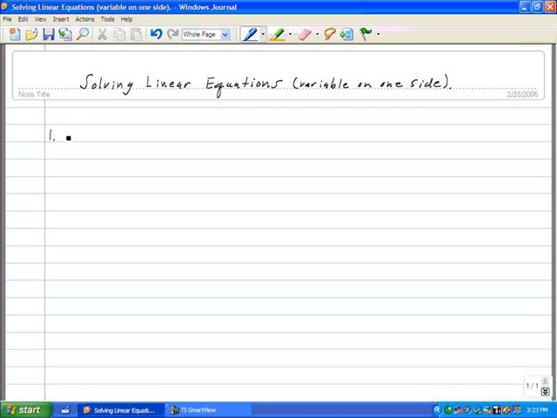The first thing you want to do when you have a linear equation to solve is to get rid of all fractions. If there are any fractions, you're going to want to multiply both sides of the equation by the least common denominator. Using the least common denominator for all the fractions that you see anywhere within the equation will cause all denominators to be eliminated, and you won't have to work with fractions anymore.